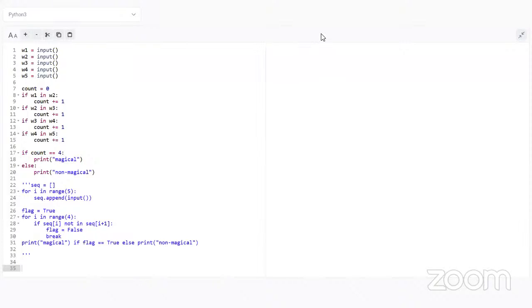Can I share my screen? Others, have any doubts in Alex's code? Do you have any doubts? Sir, hello. Yeah, so this is Pratibha. Sir, I just wanted to know, he has used if W1 in W2.